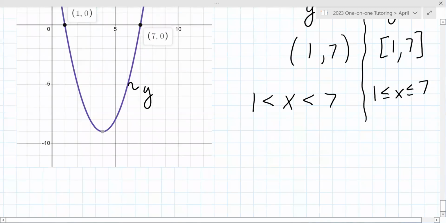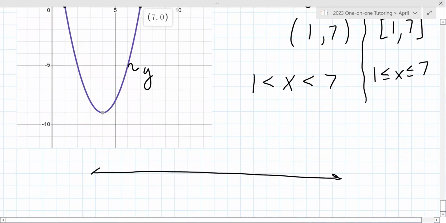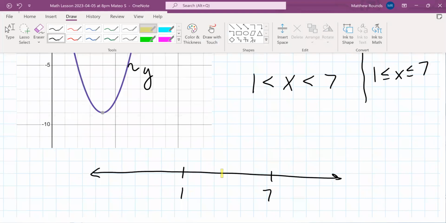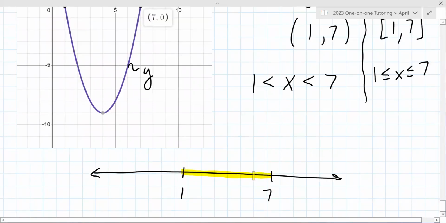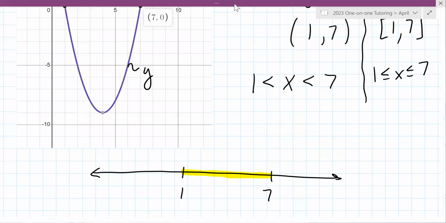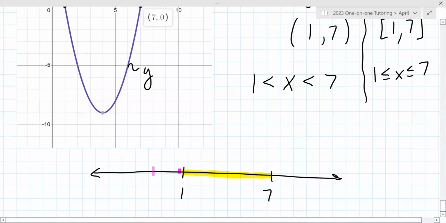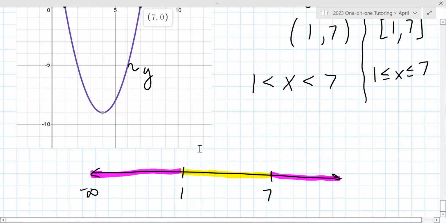Okay. Now let's look at this on a number line. This is 1, this is 7. Okay. And right now we're looking at everything in between there, right? Yeah. Everything in between. But what's the other region? Do you agree there's something left and something right? Like are there numbers left of 1 and right of 7? Yeah, but not that we're counting. That's true. That is completely true.